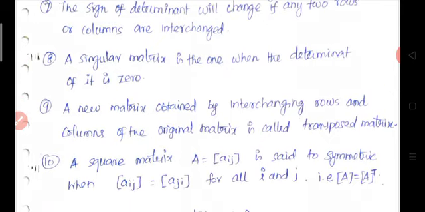Then eighth, a singular matrix is one whose determinant is 0. Generally the flexibility and stiffness matrices are non-singular matrices. A non-singular matrix means the determinant of the matrix is not equal to 0. If it is equal to 0, it is called a singular matrix. So the flexibility and stiffness matrices are non-singular matrices.